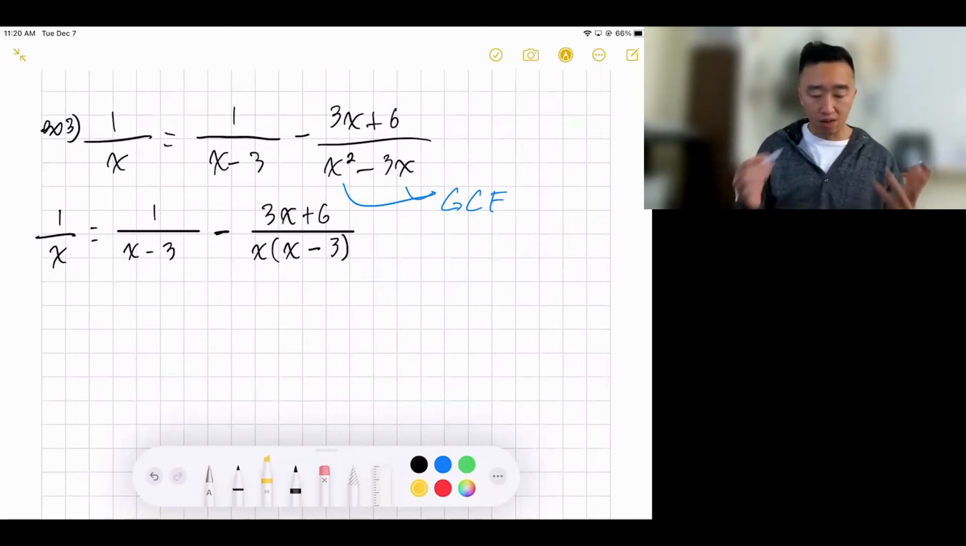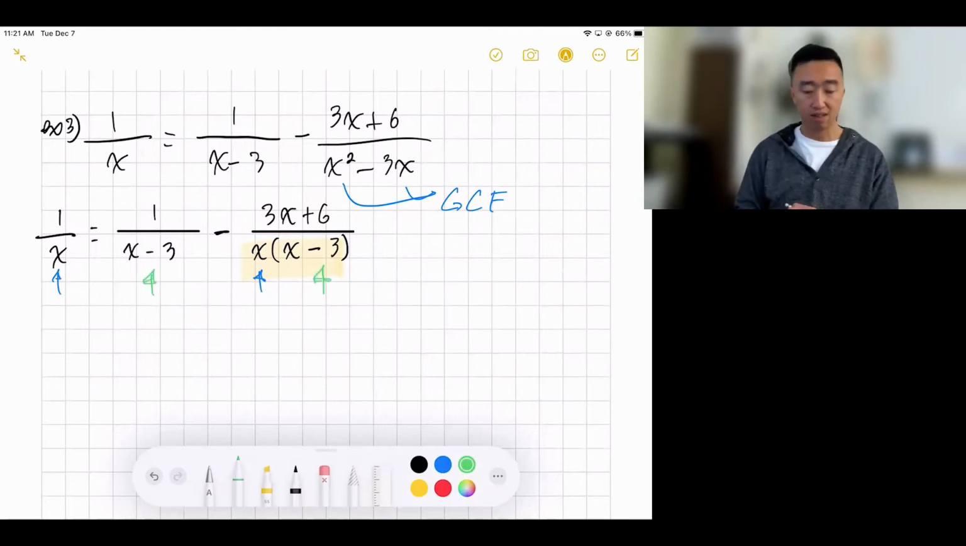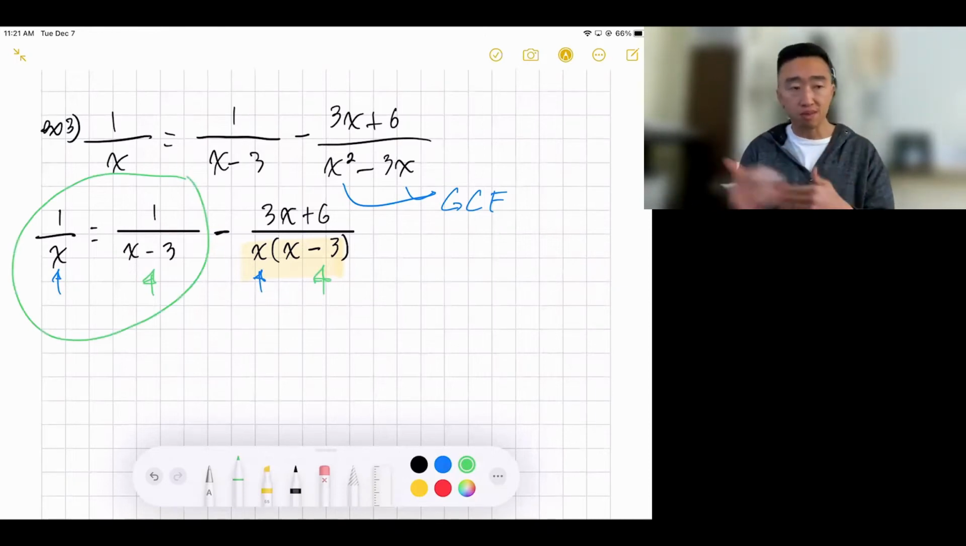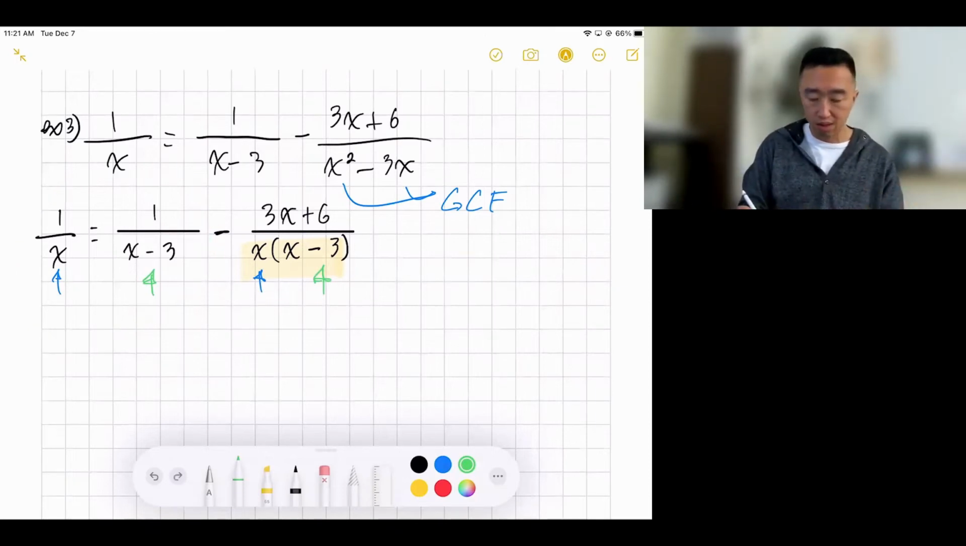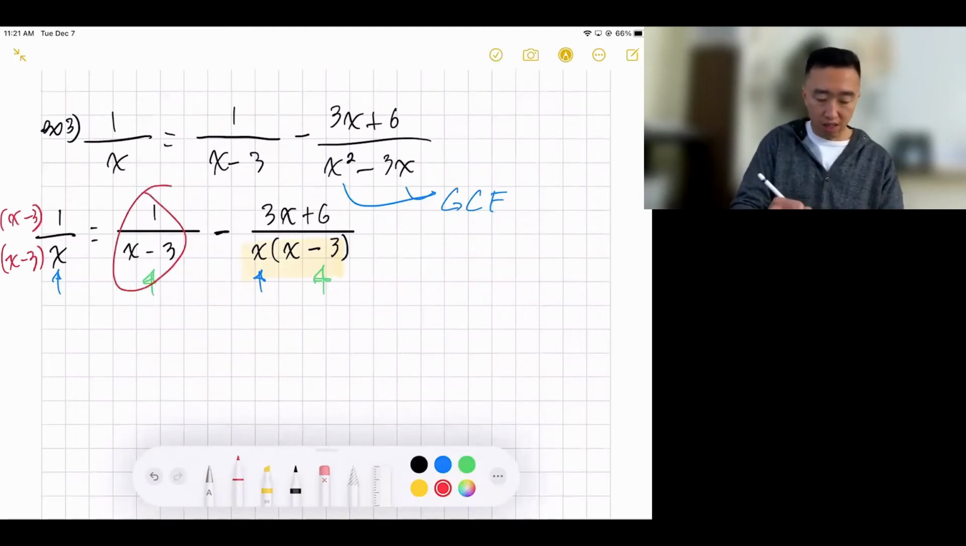So what do you notice now? You notice that this guy has the x that this guy has, but he also has the x minus 3 that the other guy has. So now these two guys are just missing one item that the other one doesn't, right? So what is that? Well, this guy is missing the x minus 3. So I'm going to do that. And this guy is missing an x. So I'm going to do that, right?